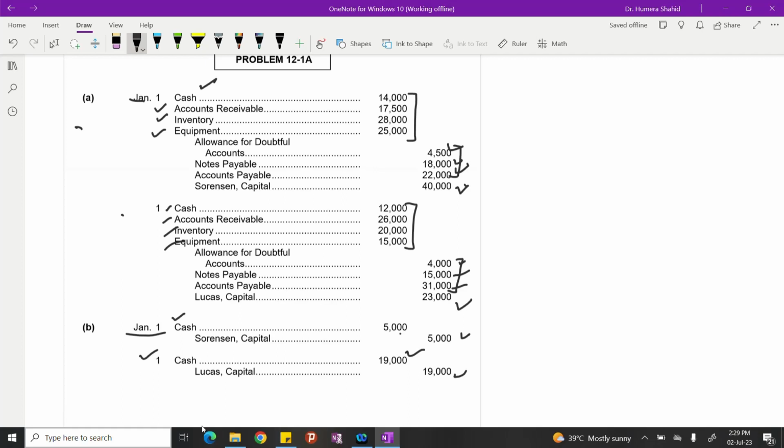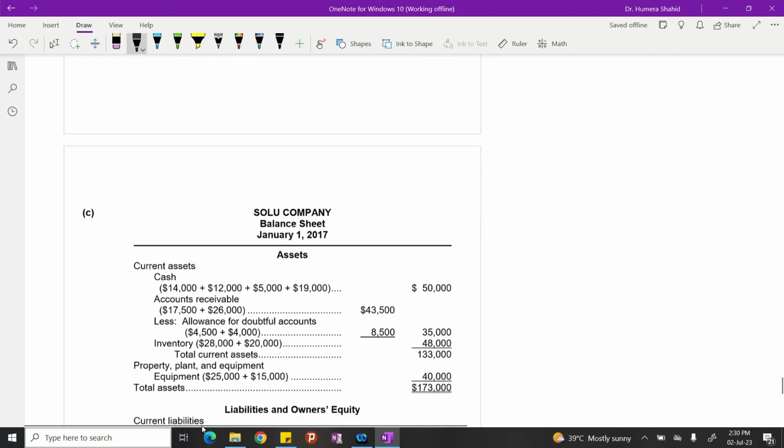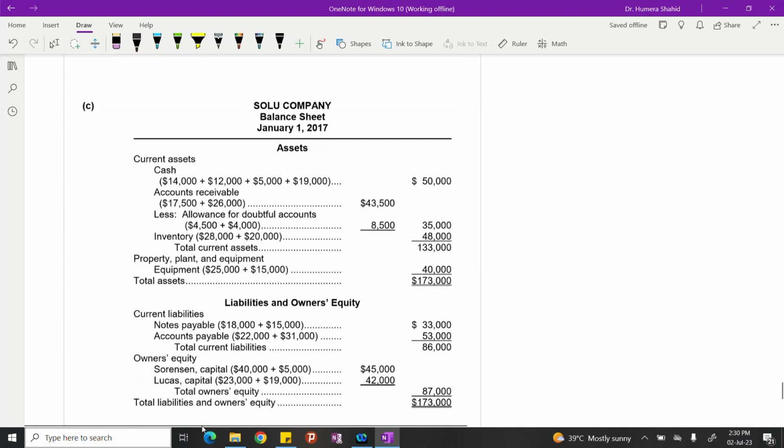The third requirement says to prepare the classified balance sheet with all these assets and liabilities and the capital balances. So let's prepare this. This is Solo Company classified. Remember, in a classified balance sheet we segregate, meaning we mention the current assets and the non-current assets separately. So Solo Company, partnership balance sheet, January 1st 2017, because on this date we are preparing.